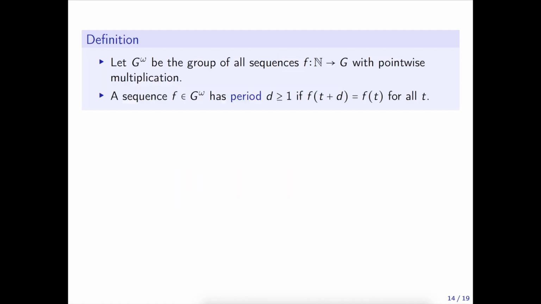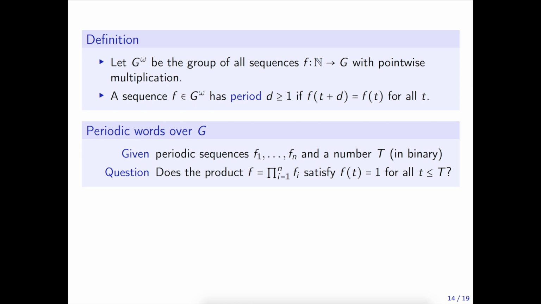Let us make this more formal. For a group G, let G to the omega be the group of all infinite sequences over G. This forms a group with pointwise multiplication. A sequence has period d if f(t + d) = f(t) for all t. Of course, we can represent a sequence with period d by specifying its first d elements. Now the problem that remains to solve is the periodic words problem over G, which is, given periodic sequences f_1 to f_n and some bound t in binary, does the pointwise product, called f, evaluate to 1 in the first t entries?